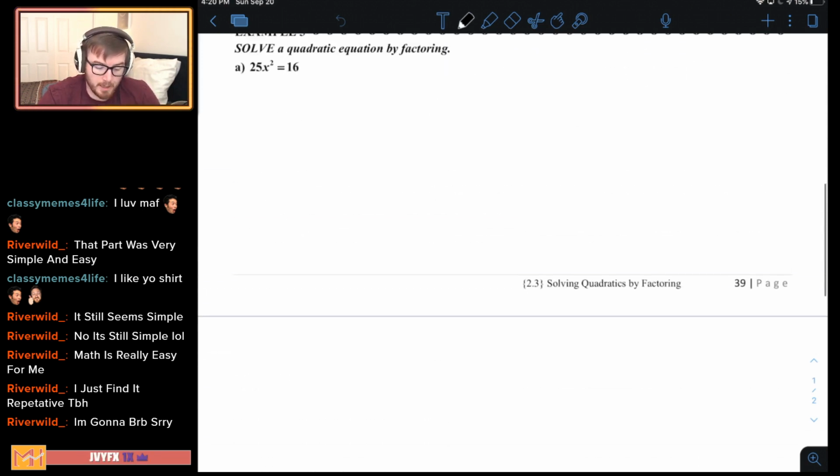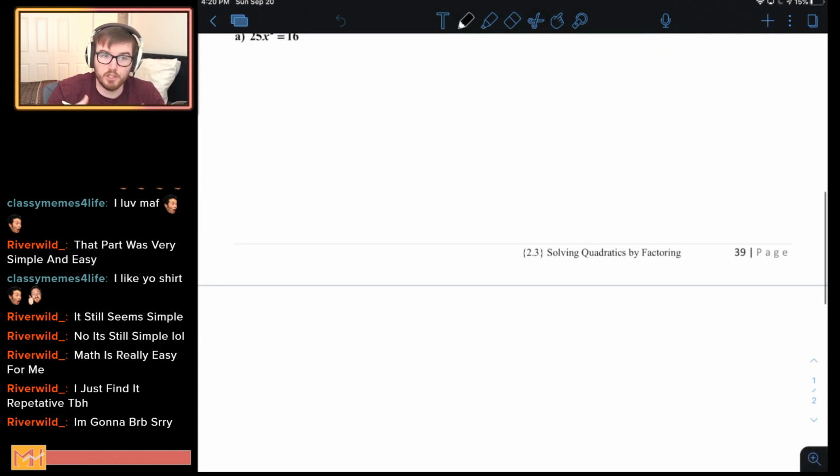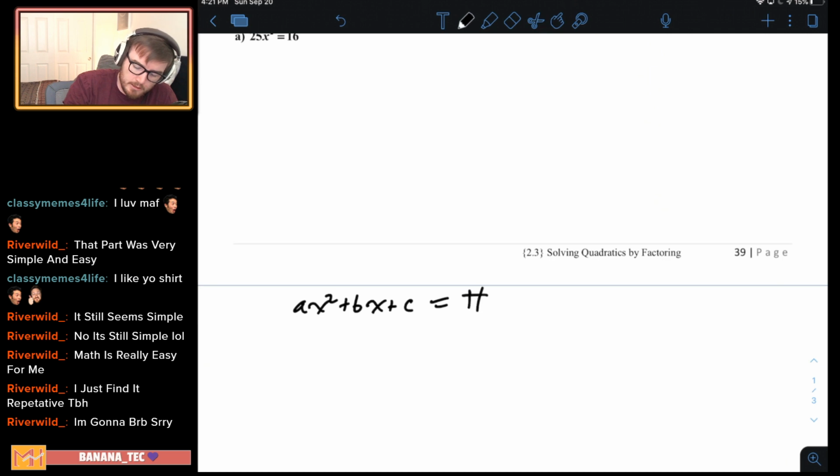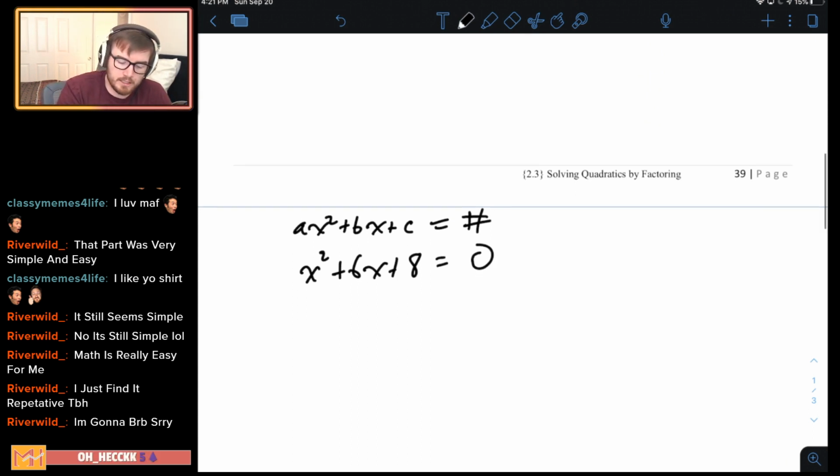To jog our memory from the previous lesson, just to get us back in the flow of things, we were given equations in this form, where we're given some equation and we have to solve it. And it might be something like x squared plus 6x plus 8 equals 0. Let's jog our memory as to how we were doing that.